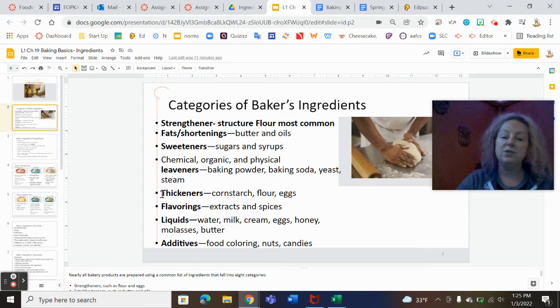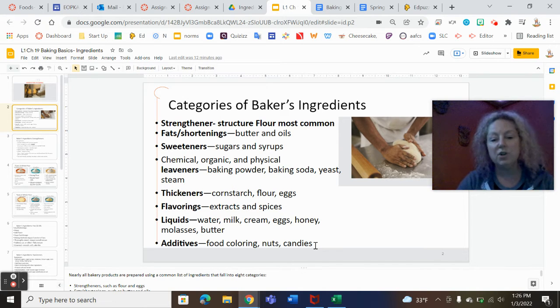Thickeners, essentially, make things get thicker. They take something that is a liquid and turn it into a semi-solid or sometimes even a solid. That would be the difference between Jello and Kool-Aid, for example. Flavorings are going to add flavor. That's pretty self-explanatory. Liquids are going to moisten your batter, and they will come into play in the science of the baked goods. And then in the end, you have some additives.